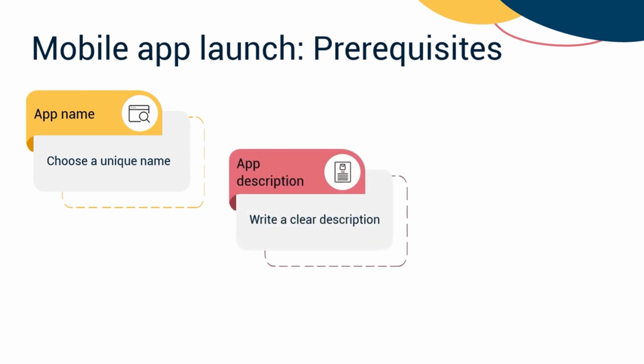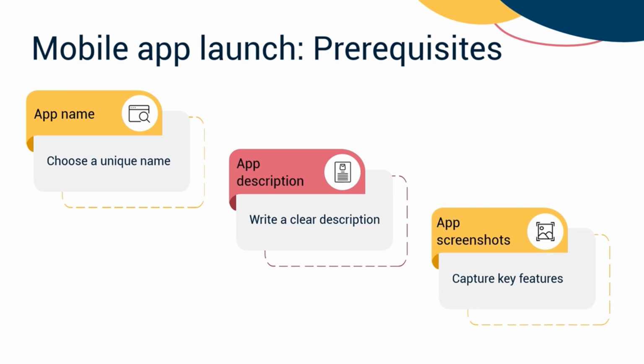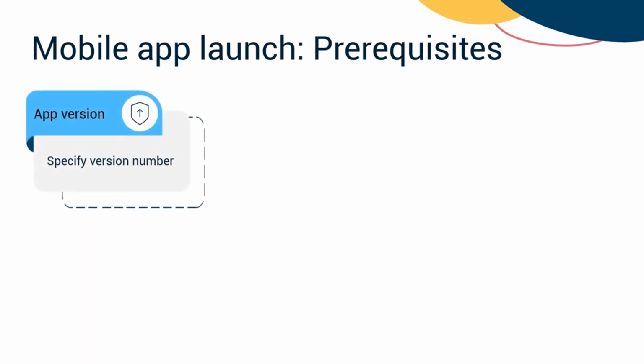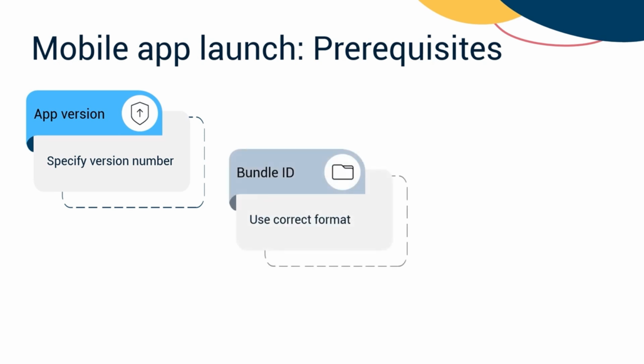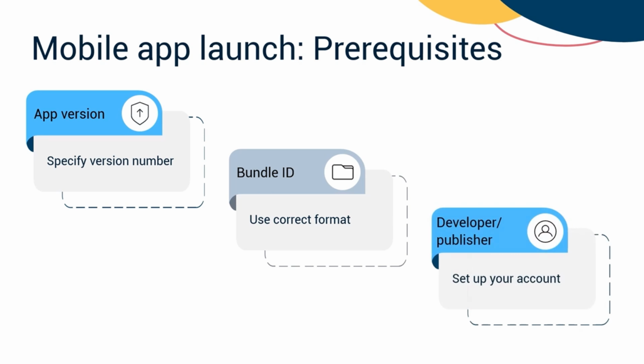Next, clearly describe what your app does, including relevant keywords to help users find it easily. Then, capture screenshots highlighting your app's key features, focusing on the most valuable ones. Specify the user-facing version number for your app to keep track of updates. Set the correct bundle ID following the format com.companyname.appname, like com.spotify.music. Lastly, ensure you have a Google Play developer or publisher account to manage your app on the Play Store.